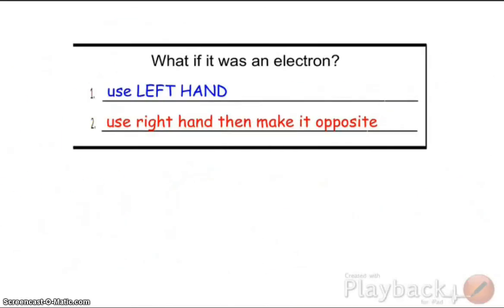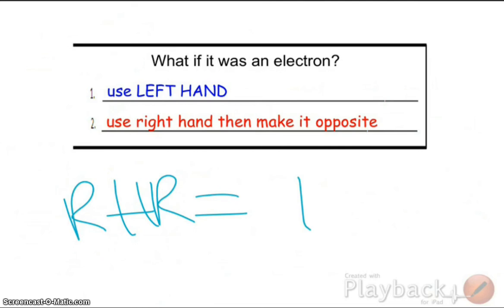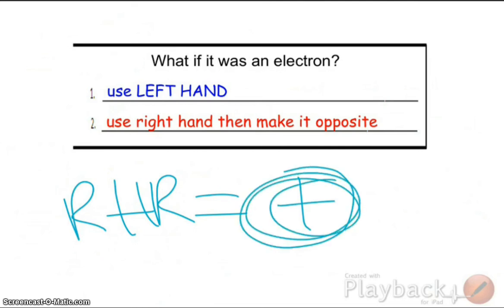Alright, the only difference here, that right hand rule works for protons or positive charges only. But what happens if it's an electron? Well, that's fairly simple. There are two ways to do it if you want to do it using an electron or a negative charge, something with a negative charge.